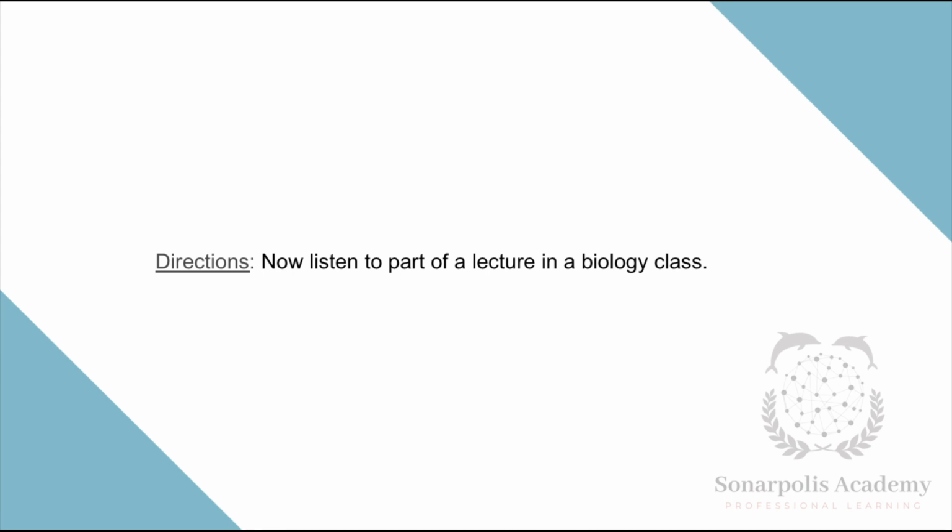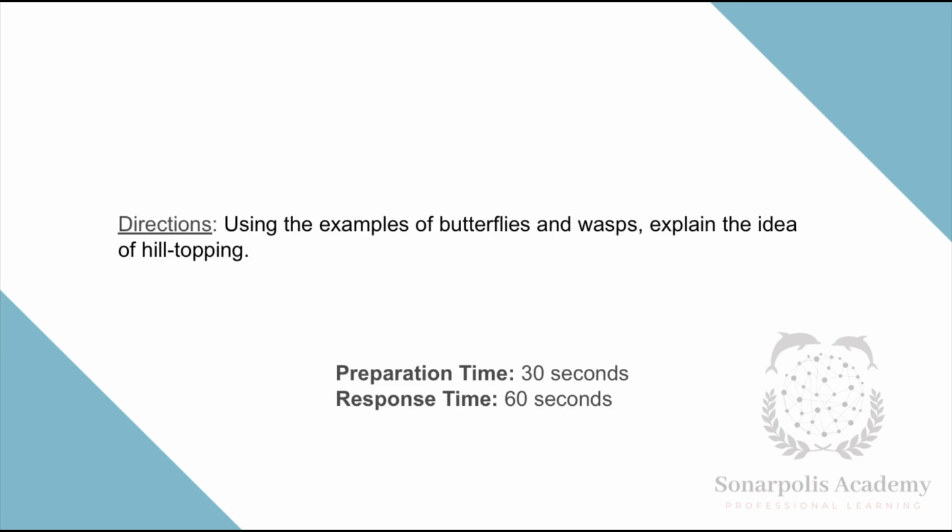What they found is that although it does seem like the male wasps at the very top of the hills are generally larger, which confers an advantage in territorial competition for the best mating areas, what is fascinating is that the peaks of the hills aren't the only place where the large males are seen. They can be found in hills of lower elevation, implying that mating actually takes place everywhere along the way to the peak. Using the examples of butterflies and wasps, explain the idea of hilltopping.